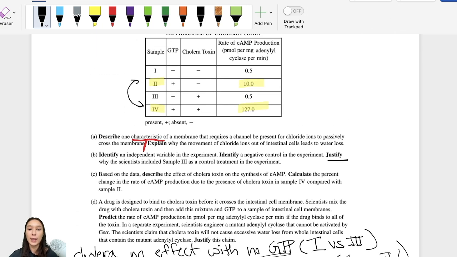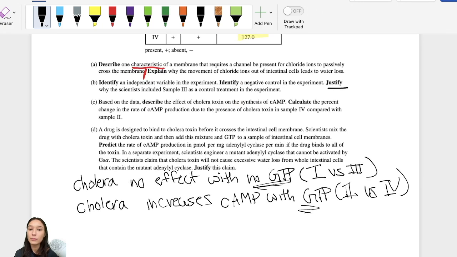Because again, you can't compare 3 and 4. I mean, you can, but it's not going to give you any information on the cholera toxin, right? Because they're both positive for cholera. You want to look at ones that are positive for cholera and compare them to ones that are negative for cholera. And obviously there's 2 different individual variables here. So you could say either one of these. It really just depended on which ones you compared.